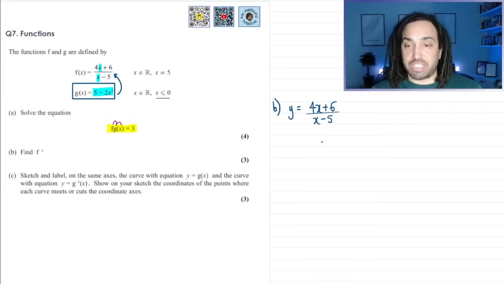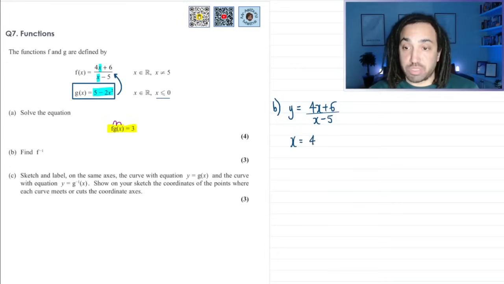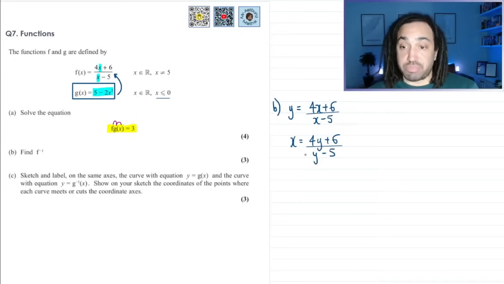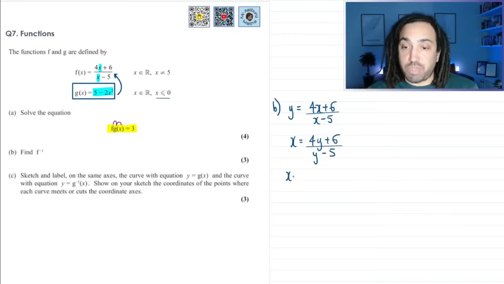And this is in fact just reflecting the curve in the line y equals x, which is what you do when you find the inverse function. So we're going to swap the x's for y's, like so. And then what we do is we then rearrange to make y the subject again. So we need to multiply through by that denominator, like so. And then we need to expand out.